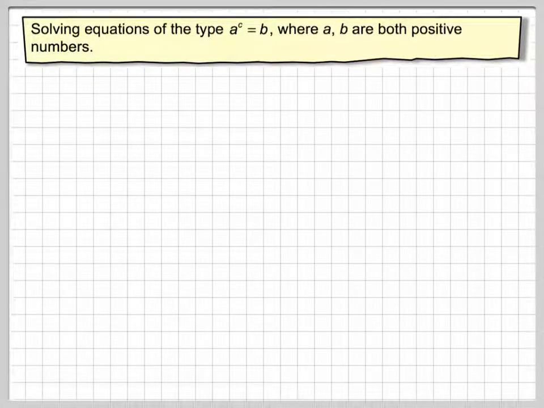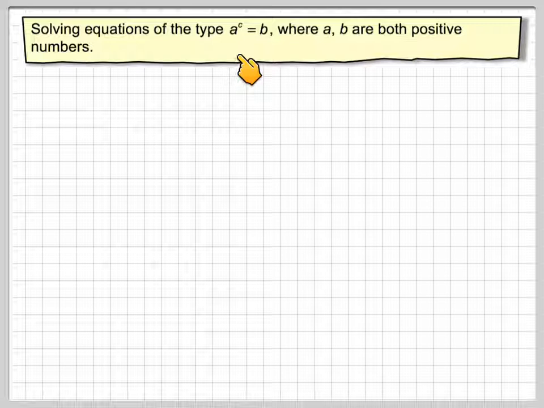In this video, which is my 5000th video, we're going to look at the introduction of logarithms, and you'll need to watch this one and the next few videos to fully understand what's going on. The opening statement says: solving equations of the type a to the c is equal to b, where a and b are both positive numbers.